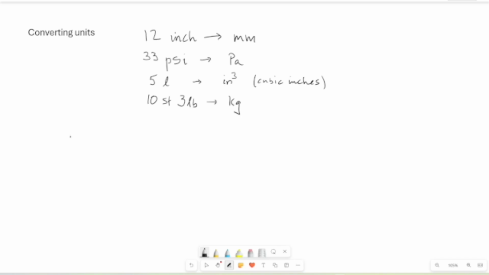Now, we need a relationship between inches and millimeters, and there is one that I remember, which is 1 inch is exactly 25.4 millimeters. So that's the ratio, if you like, between inches and millimeters. So I'm going to treat this as an equation. 1 inch equals 25.4 millimeters.